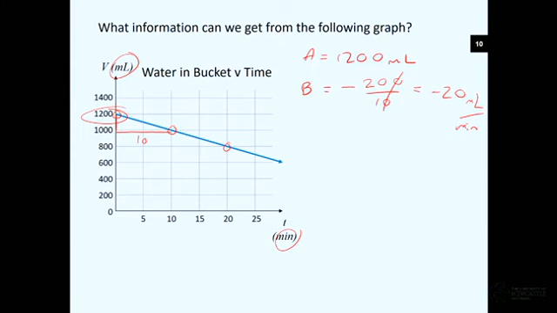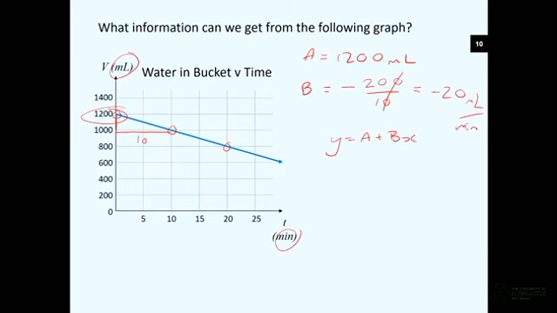All right, so I knew how much volume was in the bucket. I know at what rate it's leaving the bucket. Any other useful question you reckon you might get asked about this that's off the graph? Sorry? Figure out the formula, exactly. So what's the formula that's going to predict the amount of water in the bucket? And it's always going to be in the y equals a plus bx form.